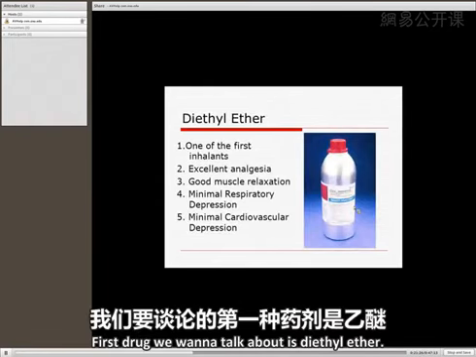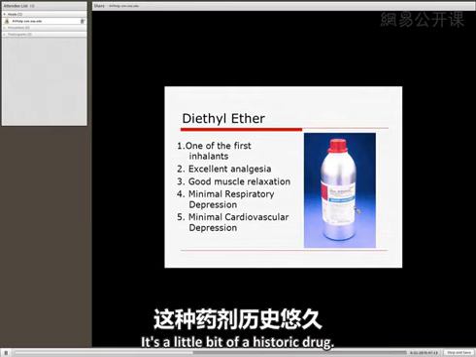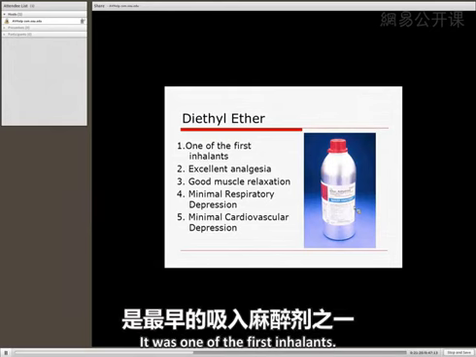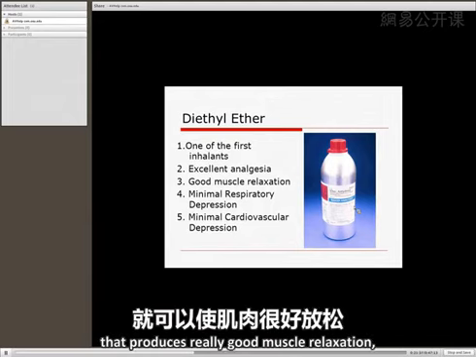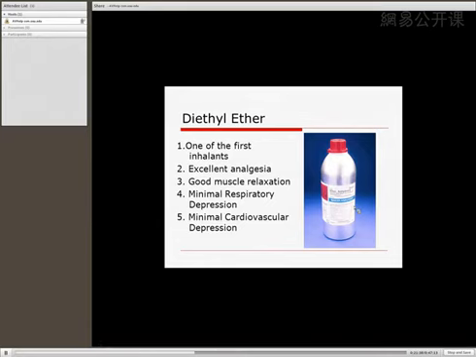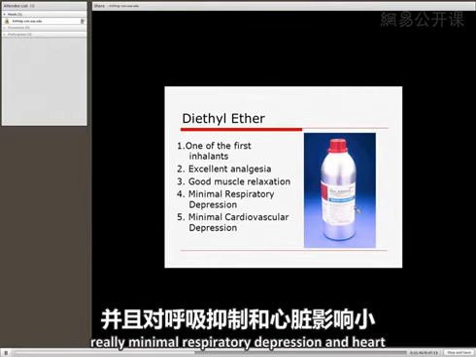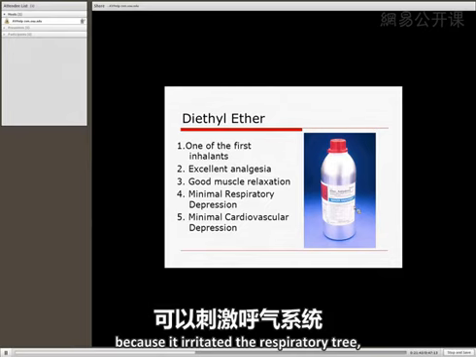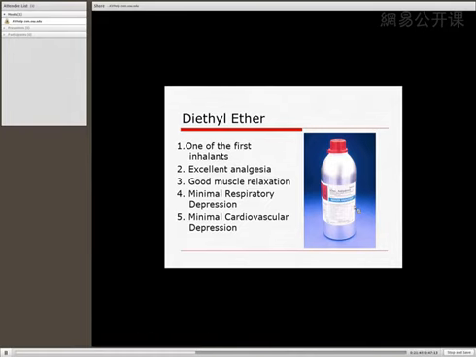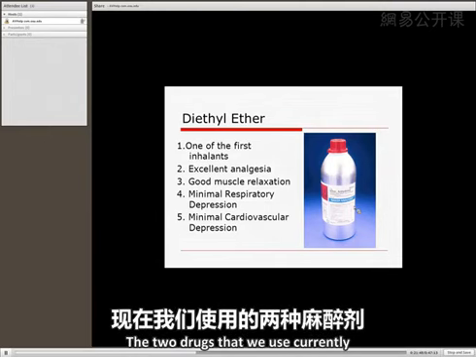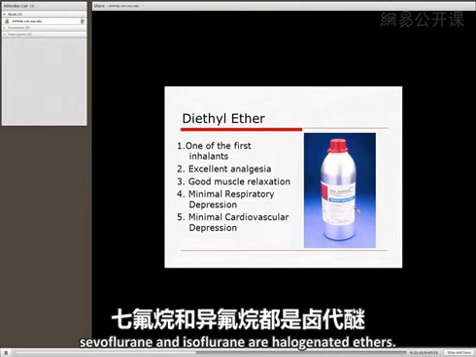First drug we want to talk about is diethyl ether. It's a little bit of a historic drug. It was one of the first inhalants. It's a great analgesic at relatively low concentrations. It produces really good muscle relaxation, really minimal respiratory depression, in part because it irritated the respiratory tree somewhat, and minimal cardiovascular depression. The two drugs that we use currently, sevoflurane and isoflurane, are halogenated ethers.